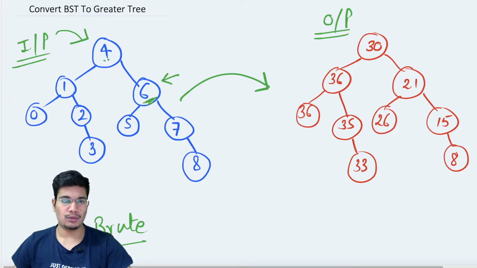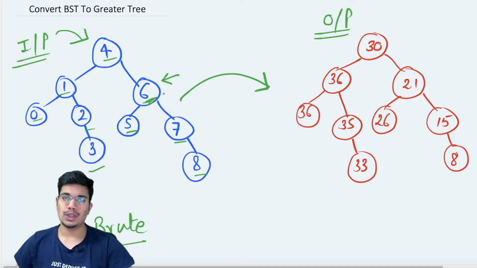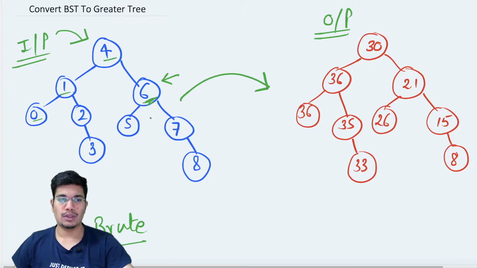So we'll iterate for 4, it's not greater, then 1, 0, 2, 3. None of them are greater. Then 5 is not greater. Then we come to 7, which is greater. So we'll add 7 to the value of 6. Similarly, then we'll iterate over 8, and we find 8 is also greater than 6. So we'll add 8's value also to 6. And this is how we updated the value of this particular node 6. And we'll do this for every single node one by one.